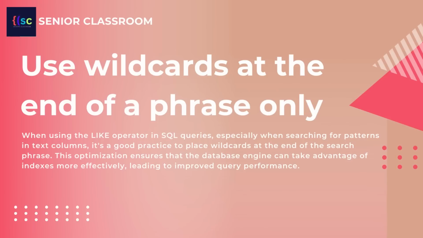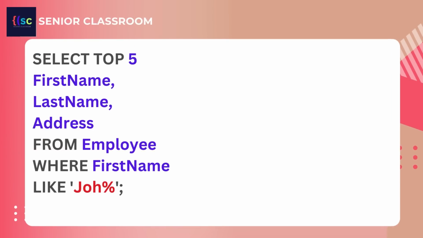Next, use wildcards at the end of a phrase only. When using the LIKE operator in SQL queries, especially when searching for patterns in text columns, it's a good practice to place wildcards at the end of the search phrase. This optimization ensures that the database engine can take advantage of indexes more effectively, leading to improved query performance.